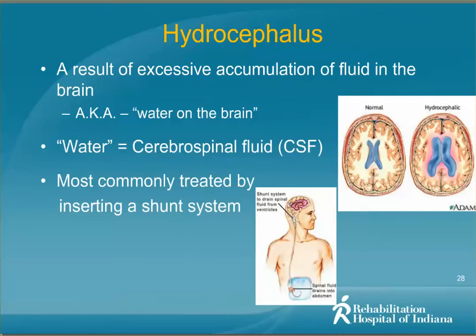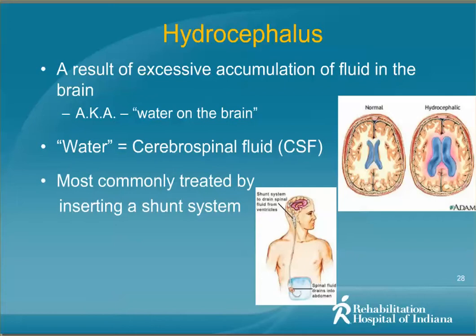Hydrocephalus is a result of excessive accumulation of fluid on the brain. Other people might hear it termed water on the brain. The water is the cerebral spinal fluid. In the picture you see on the left there, the normal size ventricles. In hydrocephalus, essentially they're significantly enlarged because of the increase of the cerebral spinal fluid.